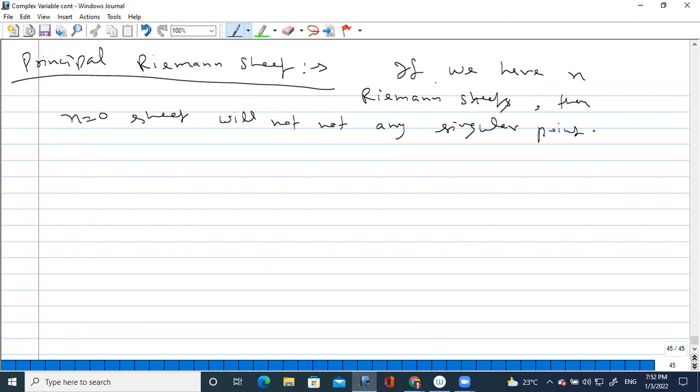Actually, one more thing we can add here. If we have n Riemann sheets about the point z equal to 0, we can take one example. The point can be z equal to 2, 3, whatever, but I am taking the example of z equal to 0. If we have n Riemann sheets about the point z equal to 0, and the n equal to 0 sheet will not have any singular point, then the n equal to 0 sheet is known as the principal Riemann sheet.